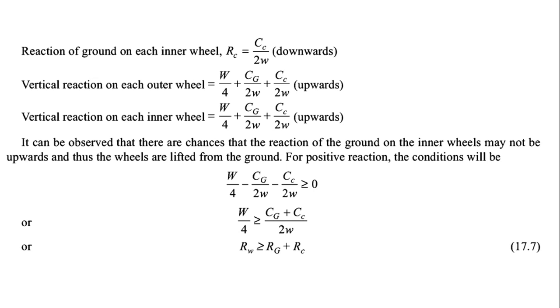Okay, so the condition which has to be satisfied, so that the reaction of the ground on each inner wheel does not go negative and the wheels are not lifted from the ground. For the positive reaction, w by 4 minus Cg divided by 2w minus Cc by 2w should be greater than or equal to 0. Therefore w by 4 should be greater than or equal to Cg plus Cc divided by 2w. So Rw should be greater than or equal to Rg plus Rc.